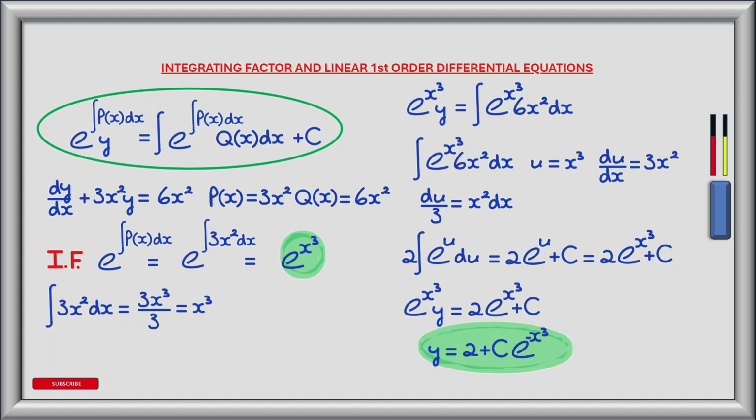Dividing through by e to the power of x cubed gives us y equals 2 plus c multiplied by e to the power of minus x cubed, which is the general solution to our differential equation.